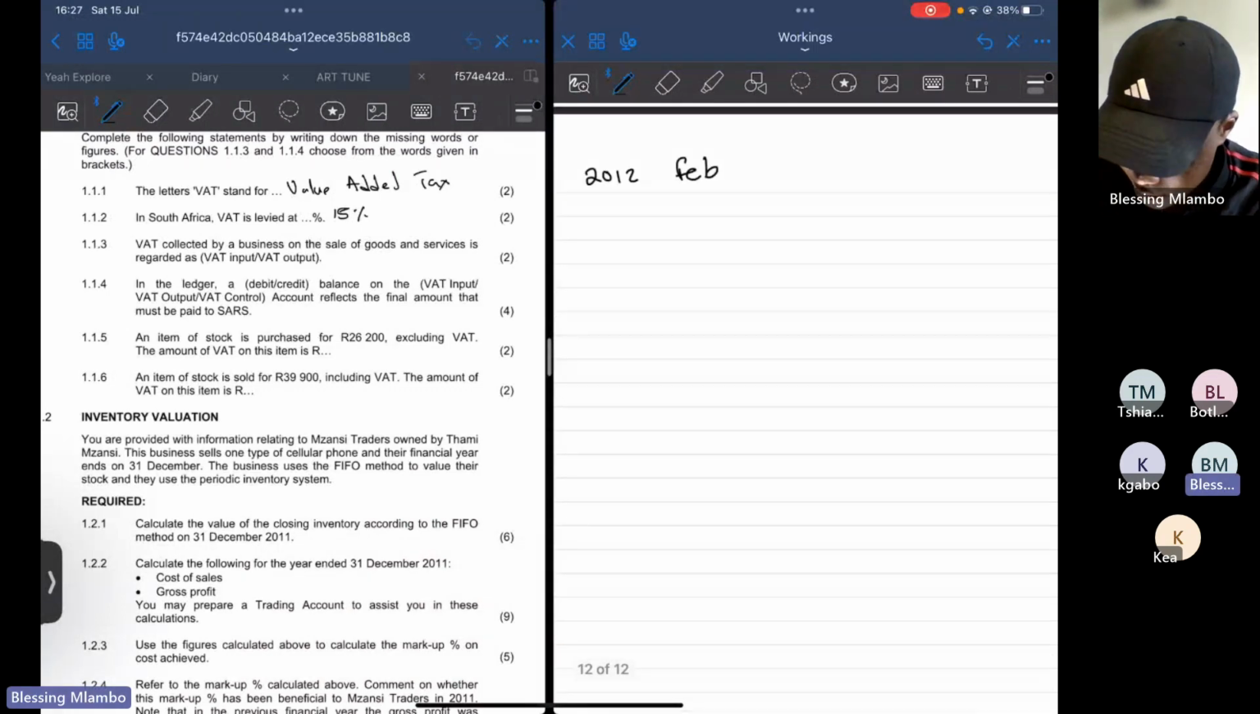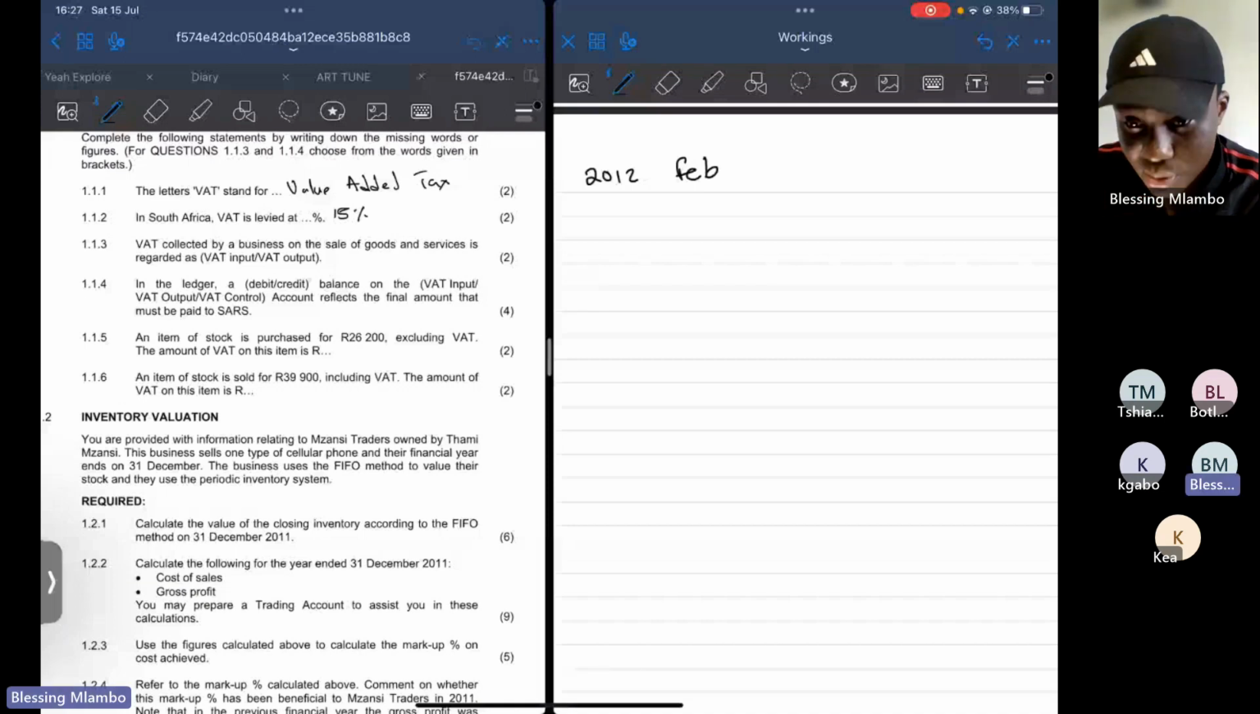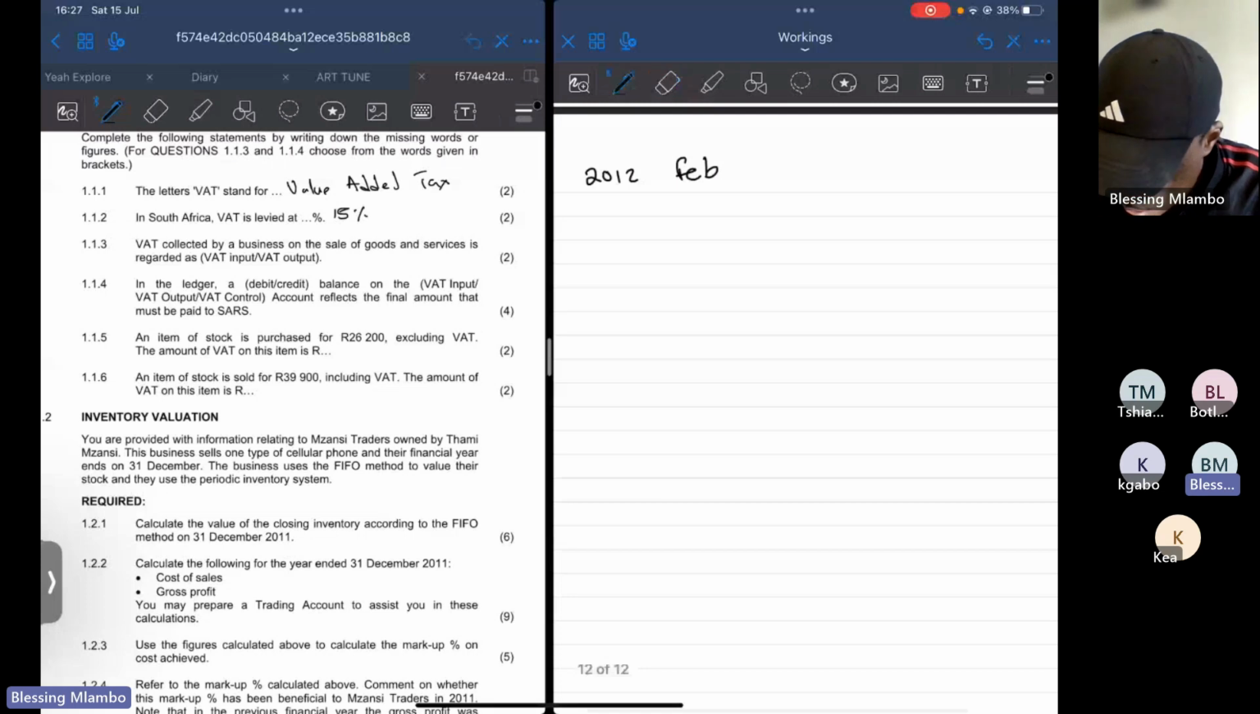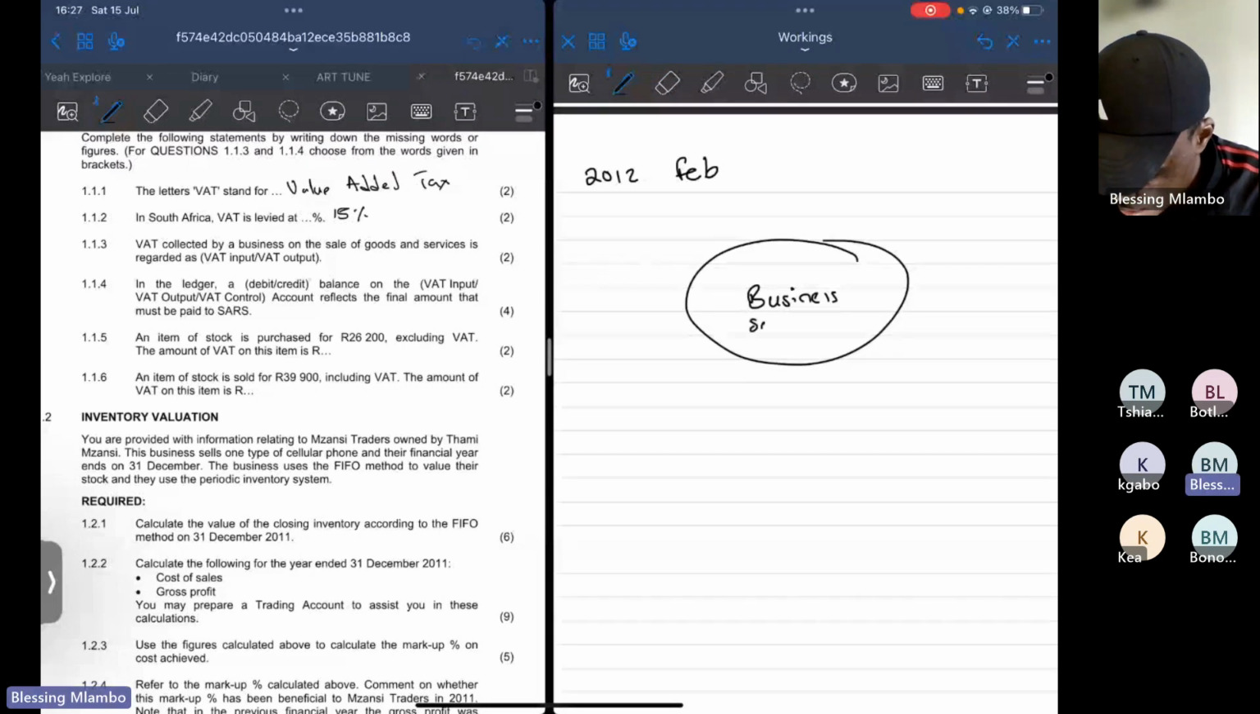VAT is a process whereby a business buys goods. So let me just draw an illustration. So we have a business here. Let's say this is the business. It sells clothes. Let's say this is Edgar's, right?